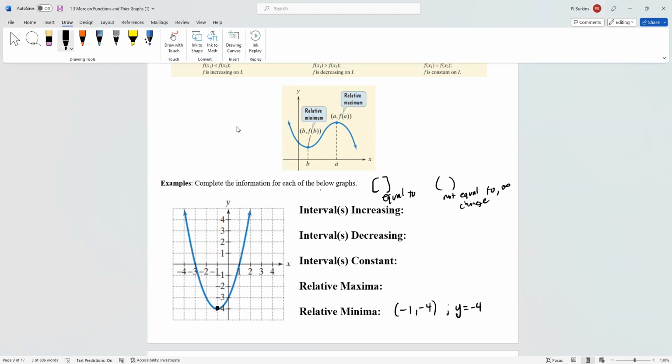So for the relative min and max, we're going to want to report the point and the y value. And for the intervals, we're going to want to put the x values, but as an interval.